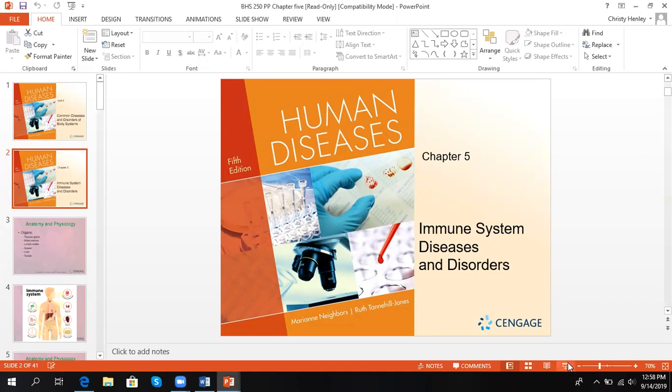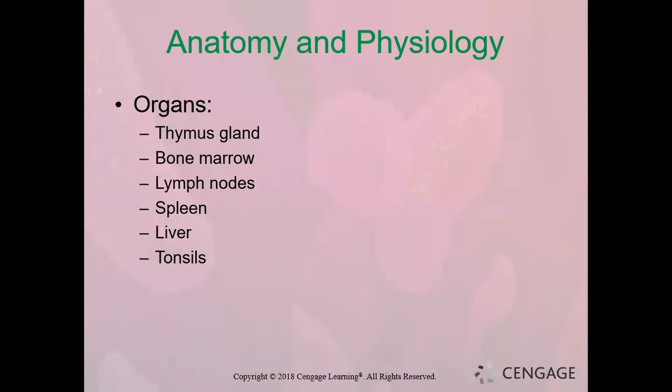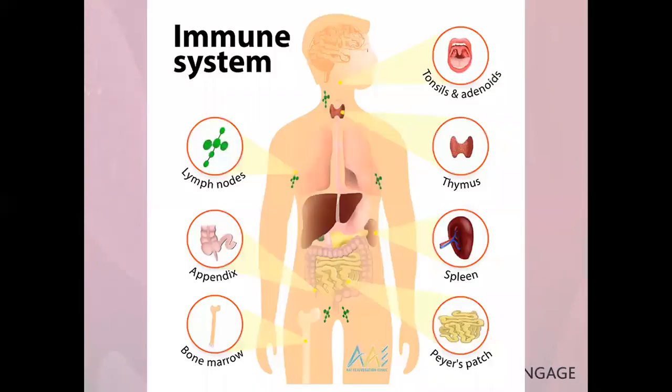So let's talk a little bit about anatomy and physiology. There are different organs of the immune system: the thymus gland, bone marrow, lymph nodes, spleen, liver, tonsils. Years ago when I was a child, they took everybody's tonsils out. And now, of course, they don't do that because they've realized that they help with immunity. The spleen is another one that can be removed, but it also works with our immune system. This is just a good picture to give you a visual of the immune system, because some people are visual learners.